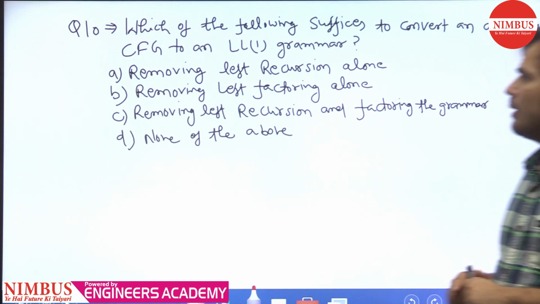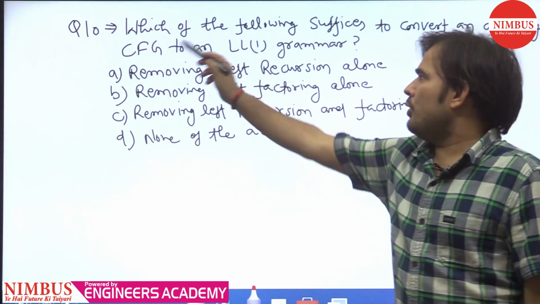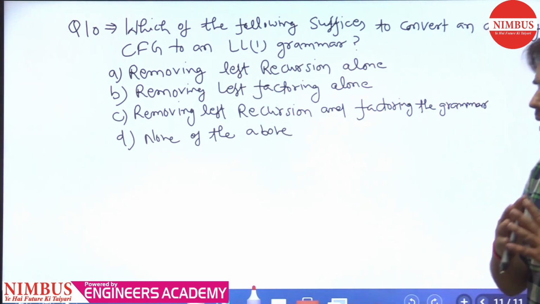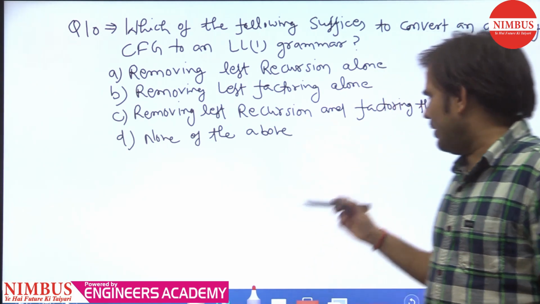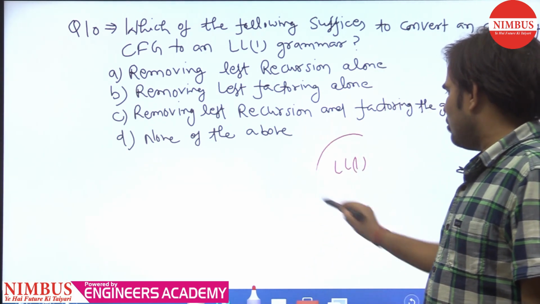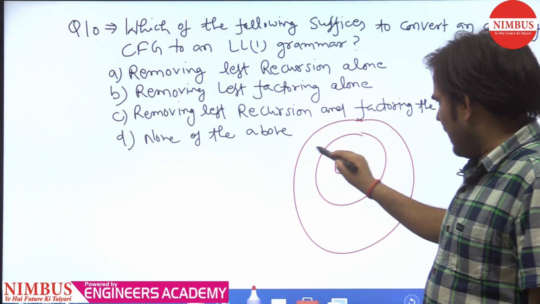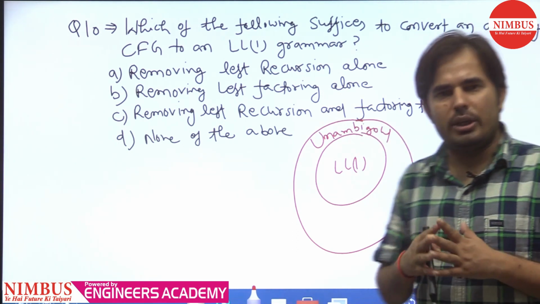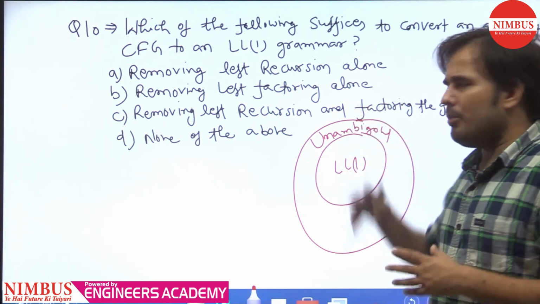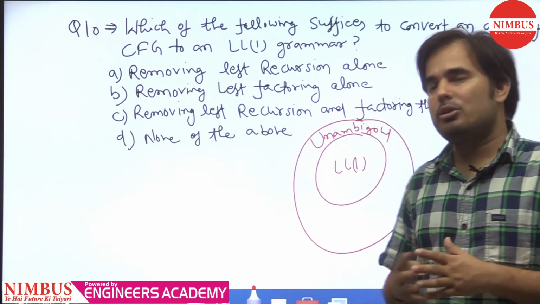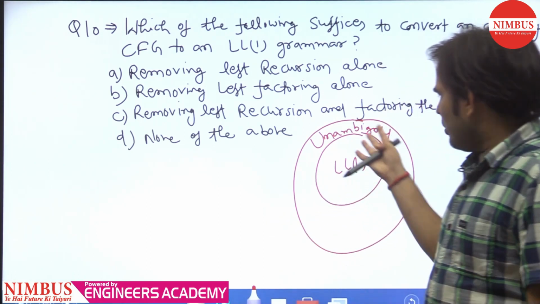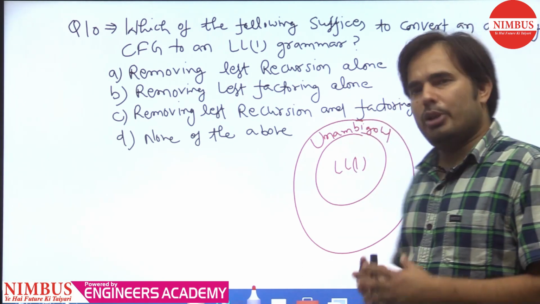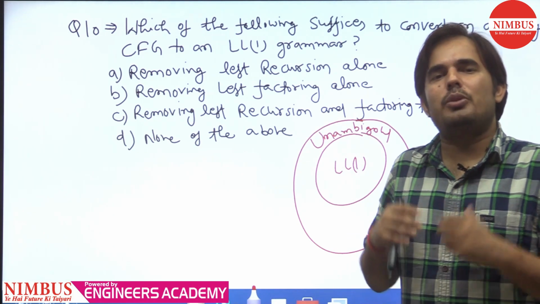Question number 10, this is also a good question, read it carefully. Which of the following suffices to convert an arbitrary CFG to an LL1 grammar, okay guys. As we all know, if the grammar is LL1, then it should be unambiguous. All LL1 grammars are unambiguous, but not all unambiguous grammars are LL1, because LL1 is a subset of the unambiguous grammars. So when the grammar is LL1, it must be unambiguous.